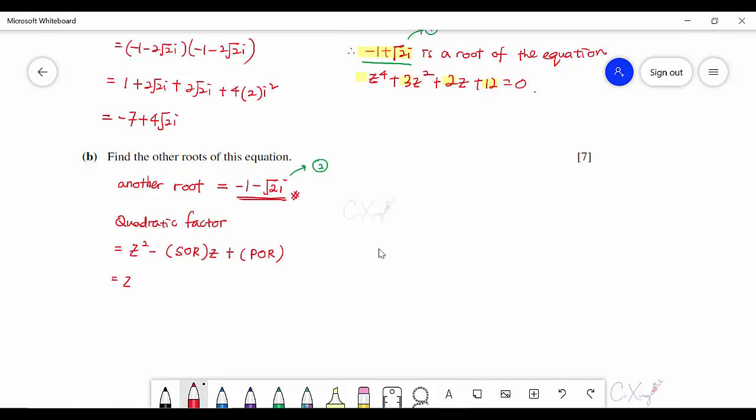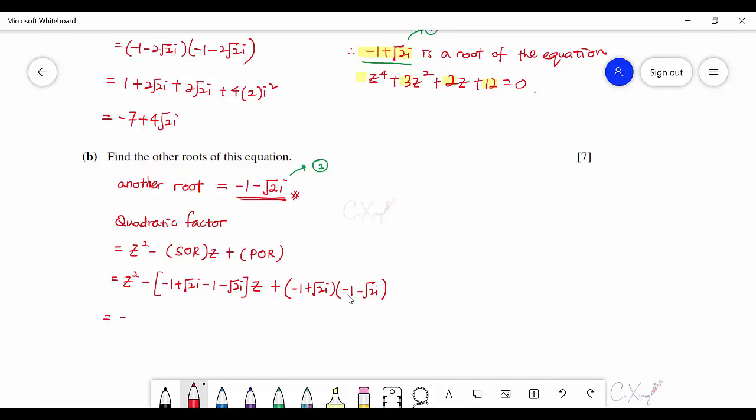We have two roots in our hand, right? So the sum of roots means -1 plus square root 2i, and -1 minus square root 2i. So you add the two roots together, multiply with z, plus the product of roots, which will be -1 plus square root 2i, multiplied with -1 minus square root 2i. And this will form the constant term in the quadratic factor.